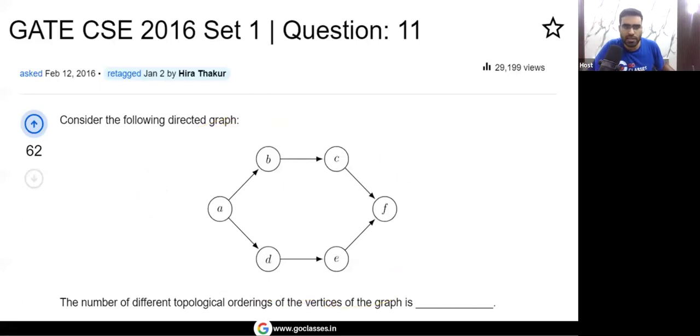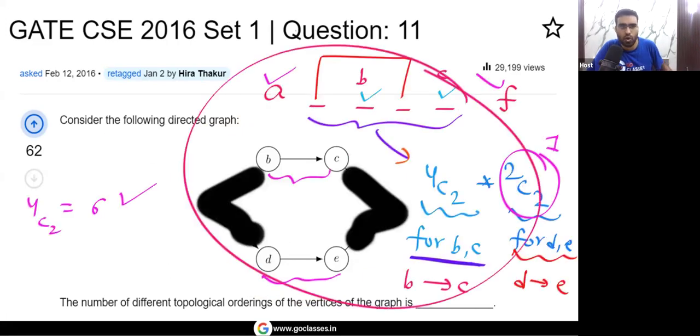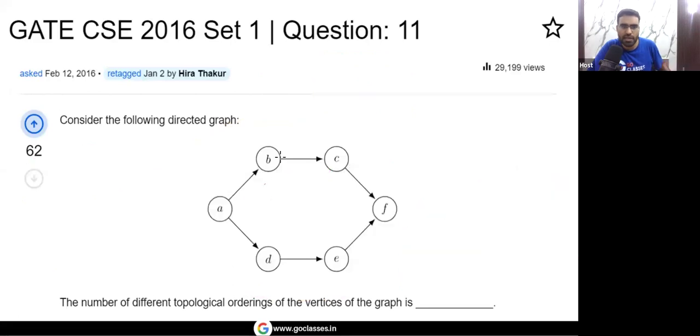If you do not apply the clever trick, then also you can solve this question, right? If you do not apply this combinatorics method, then also very easily you can solve this question, like we have already done. Is this clear? So I hope you understood. Now let's move on.